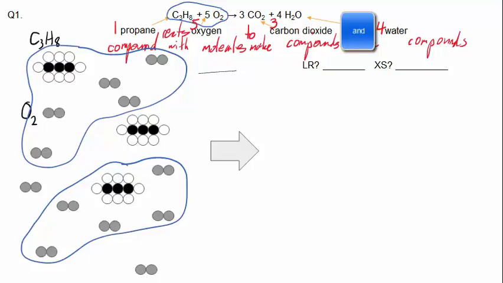So then we have to draw our result. So if I run the reaction once, I have 1 C3H8 and 5 O2s. You can see here that I would make 3 CO2s and 4 H2Os. But since I'm going to run the reaction twice, I circled twice here, I'm going to make 6 CO2s and 8 H2Os. So that's what I'm going to draw over here.